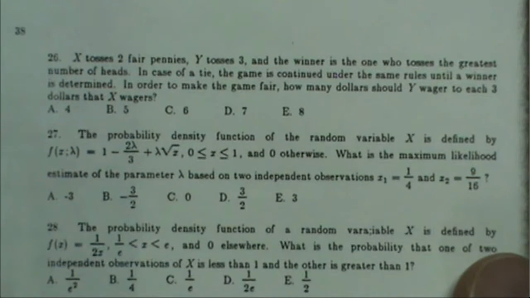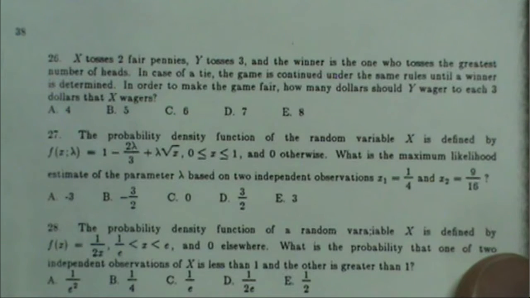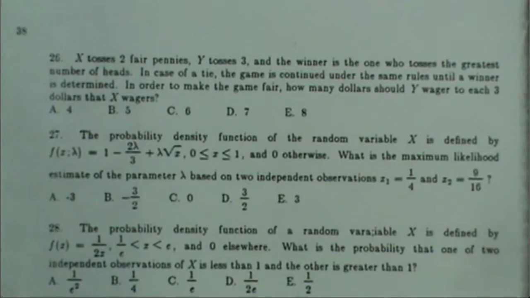Problem 27. The probability density function of the random variable x is defined as given. What is the maximum likelihood estimate of the parameter lambda based on two independent observations, x1 equals 1/4, x2 equals 9/16?